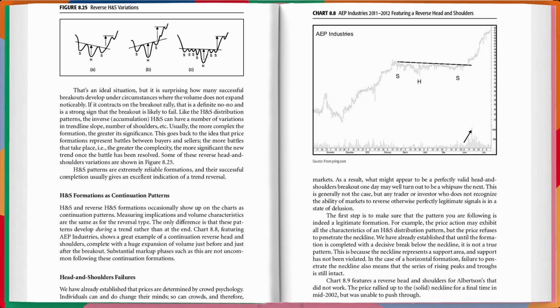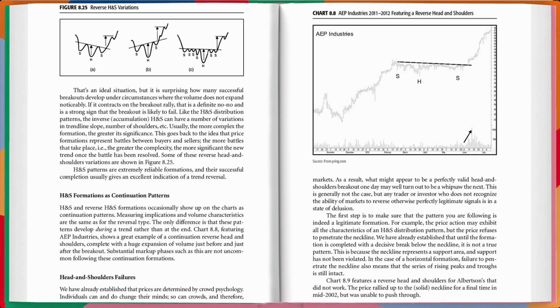The first step is to make sure that the pattern you are following is indeed a legitimate formation. For example, the price action may exhibit all the characteristics of an H&S distribution pattern, but the price refuses to penetrate the neckline. We have already established that, until the formation is completed with a decisive break below the neckline, it is not a true pattern. This is because the neckline represents a support area, and support has not been violated. In the case of a horizontal formation, failure to penetrate the neckline also means that the series of rising peaks and troughs is still intact.